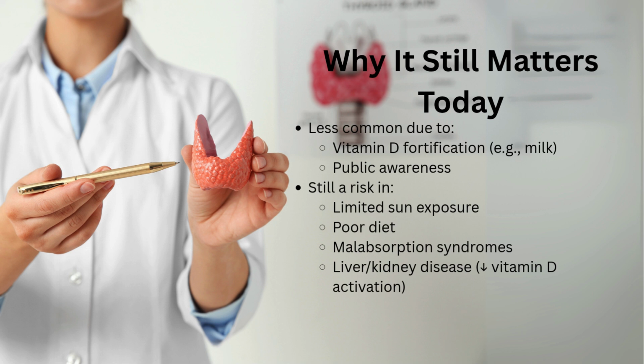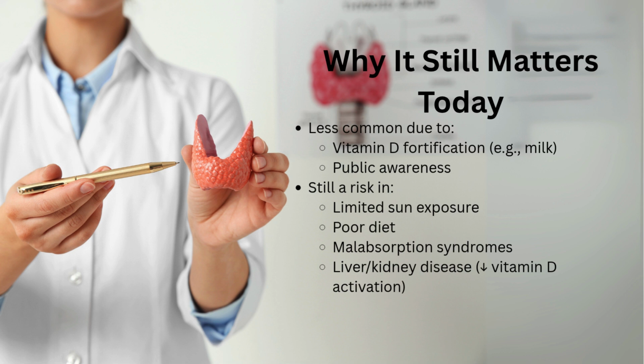Thankfully, due to vitamin D fortification of foods like milk and increased public awareness, severe vitamin D deficiency causing overt rickets or osteomalacia is relatively uncommon in many parts of the world today. But it's still a risk for those with very limited sun exposure, poor dietary intake, certain malabsorption syndromes, or severe kidney or liver disease affecting vitamin D activation.